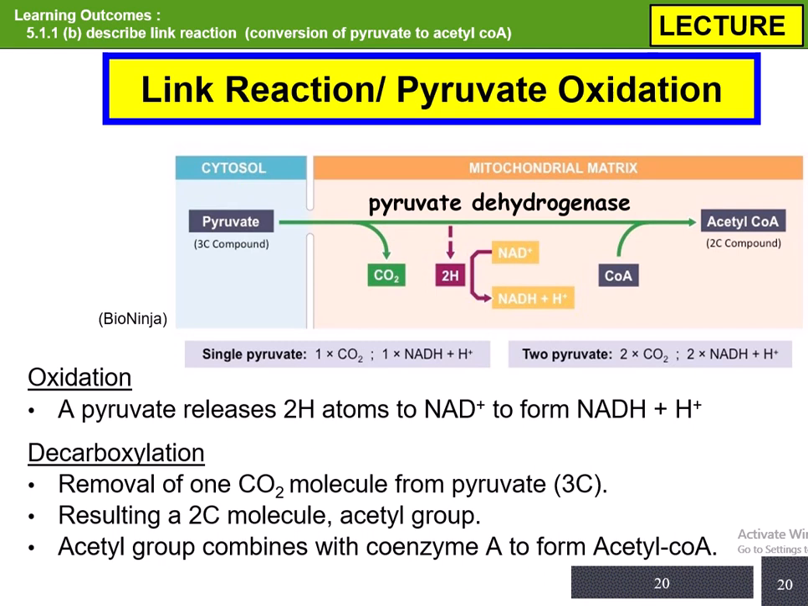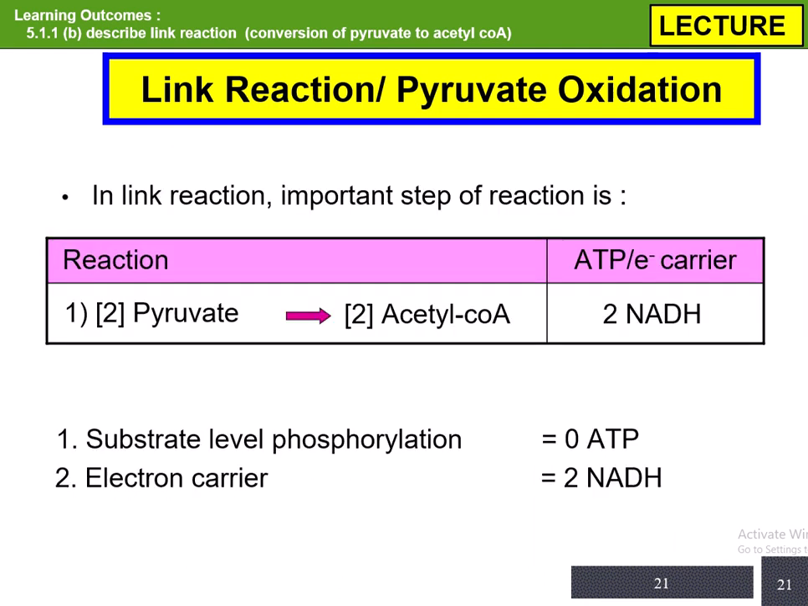Decarboxylation will occur after that, when one carbon dioxide molecule is removed from pyruvate, resulting in a two-carbon molecule, which is an acetyl group. The acetyl group will then combine with coenzyme A to form acetyl-CoA. In the link reaction, the important step of reaction is two molecules of pyruvate synthesized into two molecules of acetyl-CoA.